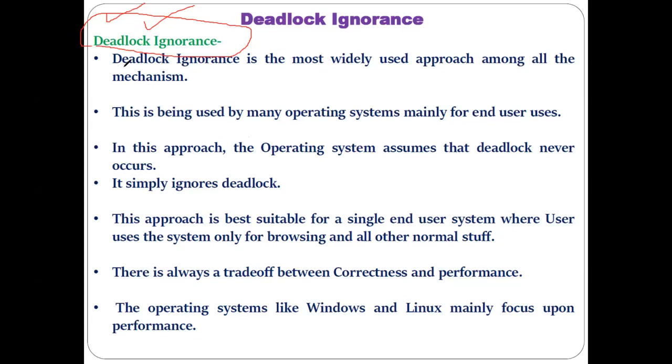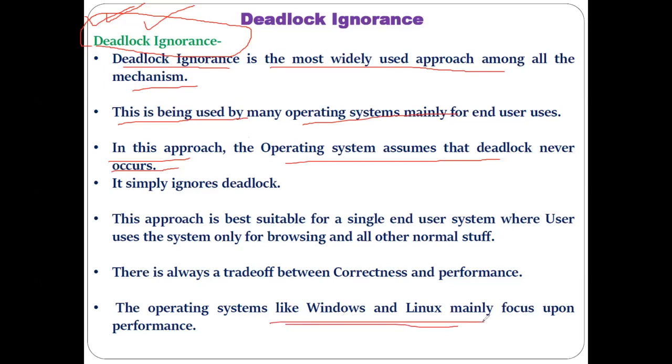Same thing I have mentioned here. Deadlock ignorance is the most widely used approach among all the mechanisms. It is used by many operating systems for their end users. So the Windows operating system and the Linux operating system also utilize this approach, the deadlock ignorance approach. In this approach, the operating system assumes that deadlock will never occur. The operating system designers of Windows and Linux have considered that deadlock will never occur, and even if deadlock occurs, the end user can simply ignore it. That is the simple approach here.